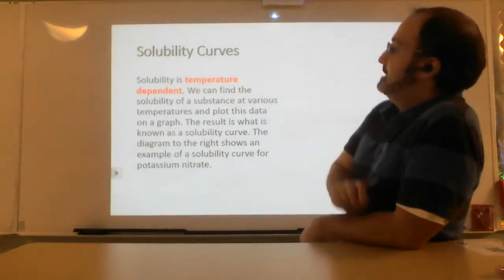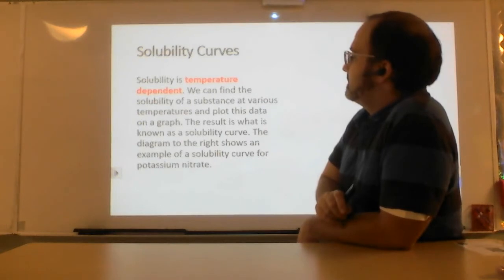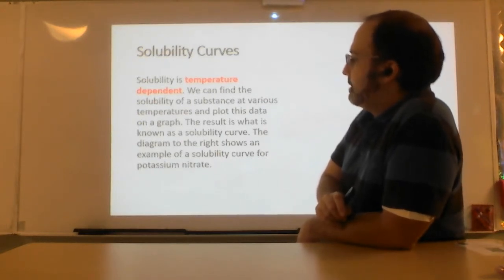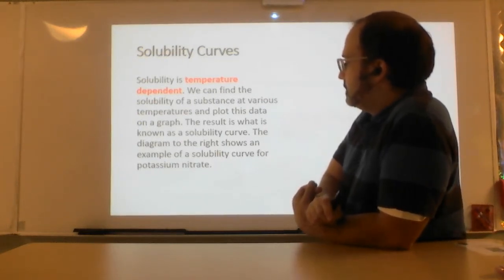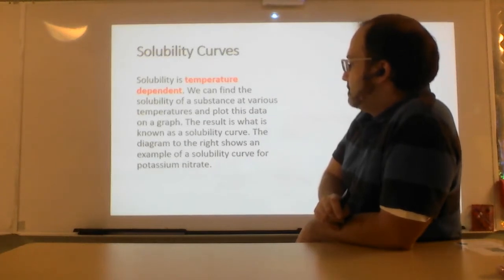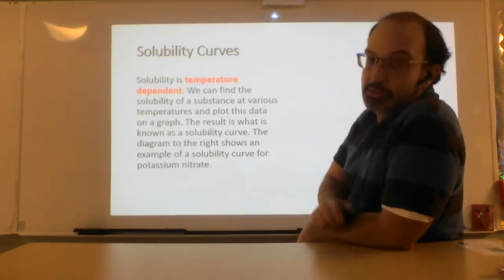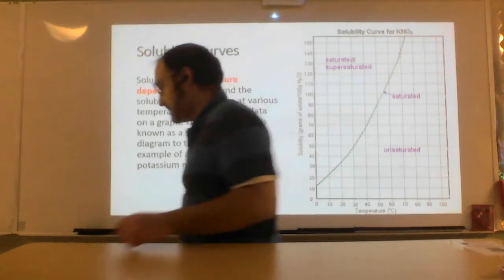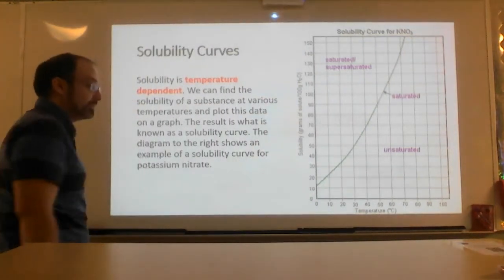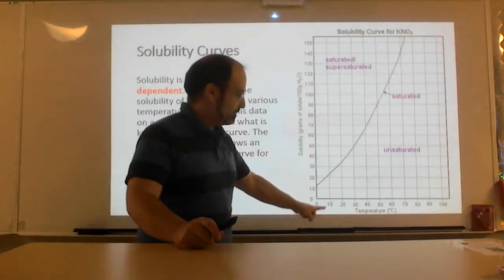Solubility is temperature dependent. We can find the solubility of a substance at various temperatures and plot this data on a graph. The result is what is known as a solubility curve. The diagram to the right shows an example of a solubility curve for potassium nitrate. There it is. Potassium nitrate in all of its glory. So at particular temperatures, we have a particular solubility.